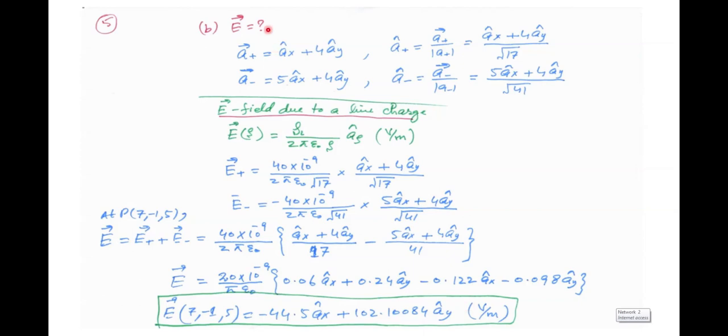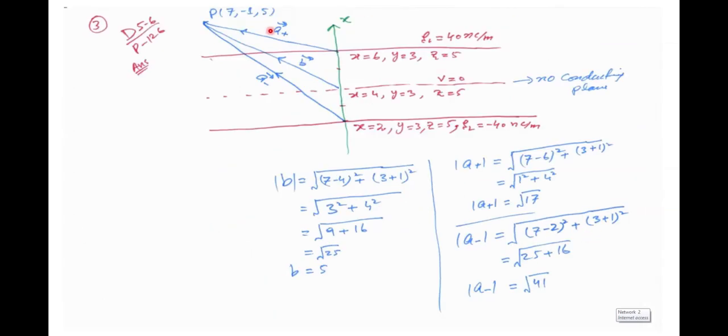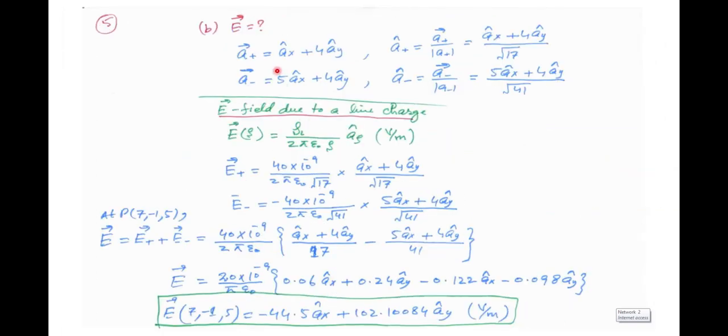Now let us define the electric field due to these two line charges at P point. The coordinates of P point are 7, minus 1 and 5. So the vector from the line charge having positive line charge density is equal to ax plus 4ay.